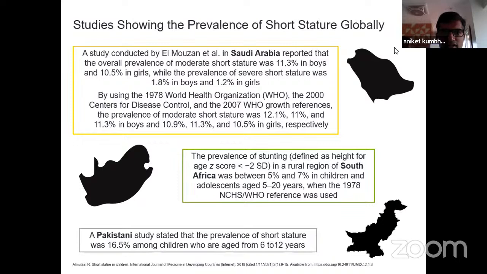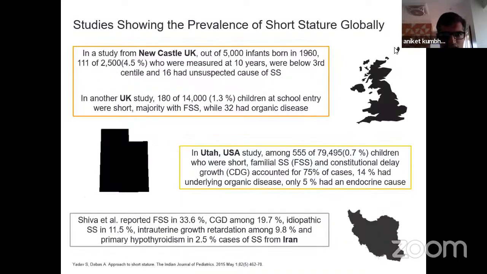By using the 1978 World Health Organization, the 2000 CDC and the 2007 WHO growth references, the prevalence of moderate short stature was 12.1%, 11%, and 11.3% in boys, and 10%, 10.9%, 11.3%, and 10.5% in girls, so ranging from almost 9 to 12%. The prevalence of stunting in the rural region of South Africa was 5 to 7% in children and adolescents between 5 and 20 years. A Pakistani study stated the prevalence of short stature was 16.5%, which is highest among the 6 to 12 years age group.